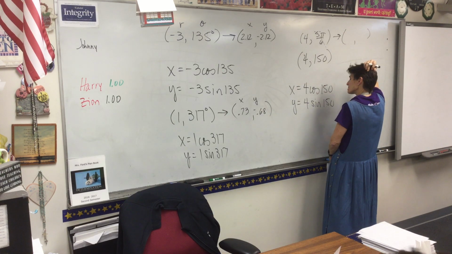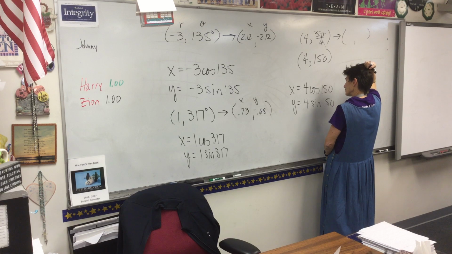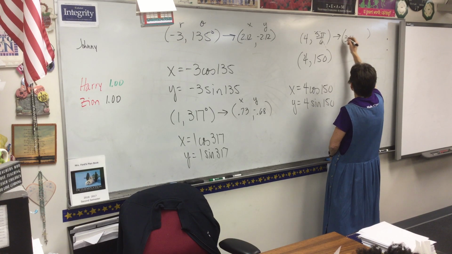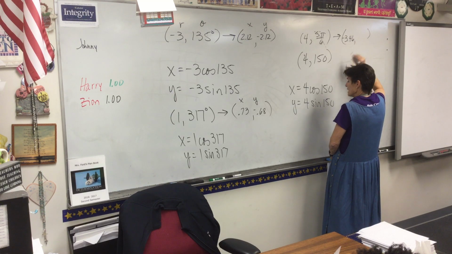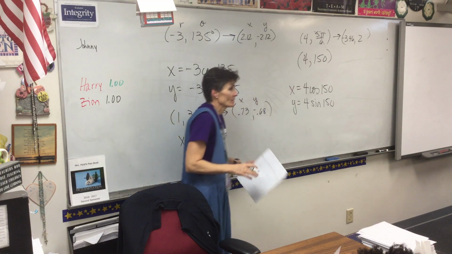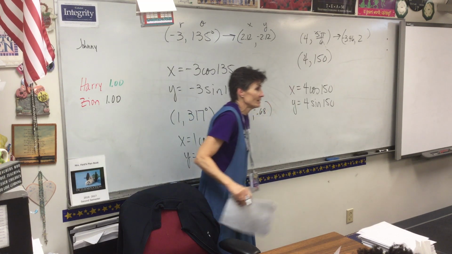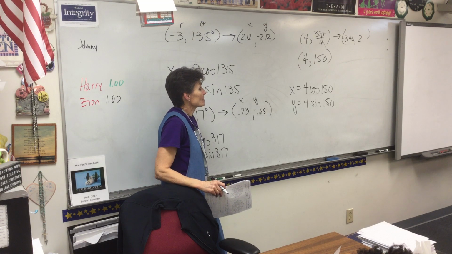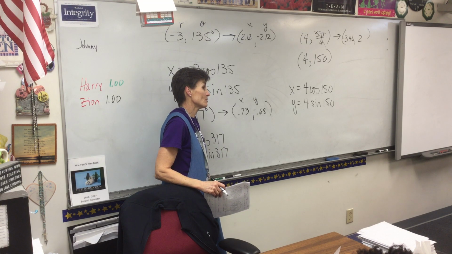What's our x? 3.46. Should be negative. Okay, negative 3.46. And I bet that one's positive too, isn't it? How do you know that? Because I know the sine of 150 is 1/2. How do you know the sine of 150? Because the reference angle is 30, and in a 30, 60, 90, the opposite side's 1, and the hypotenuse is 2. You know all that too, you just forgot.